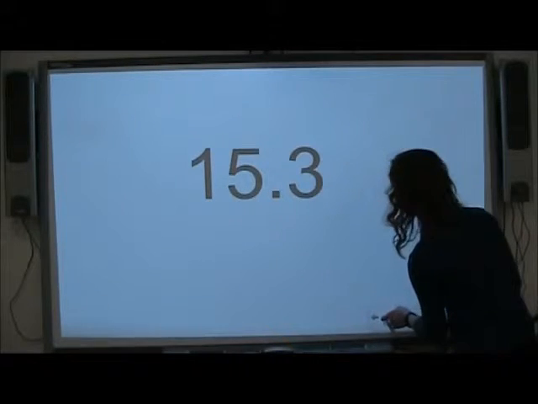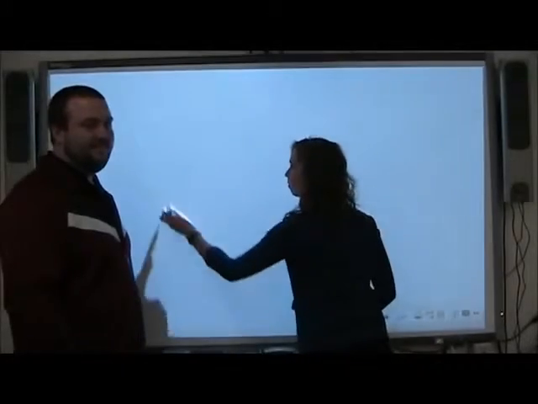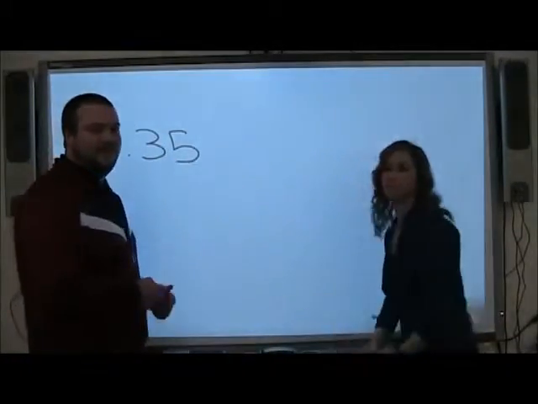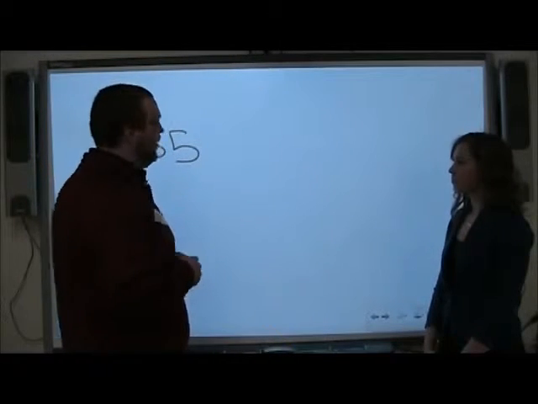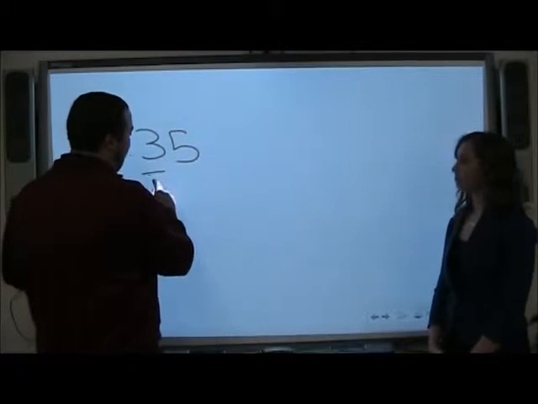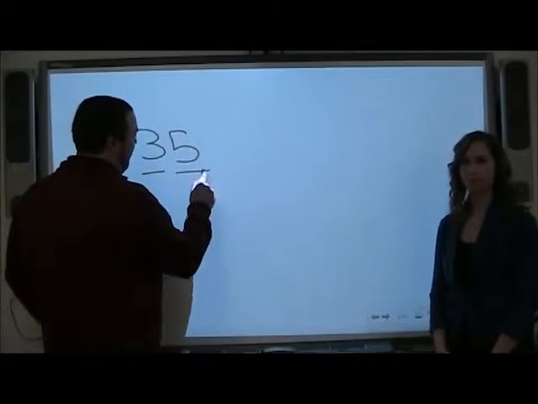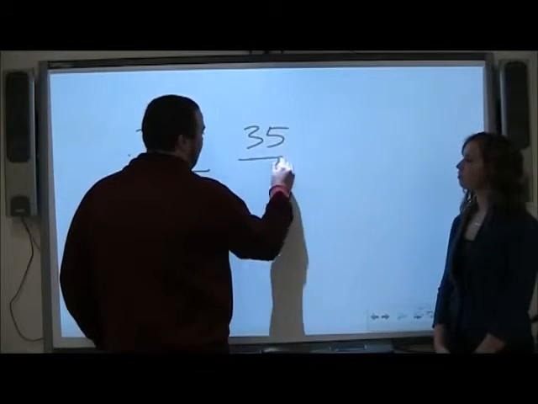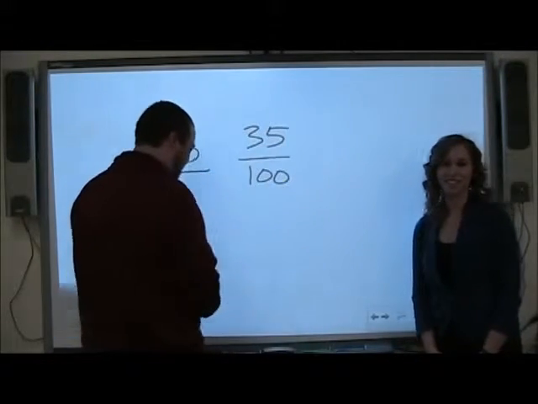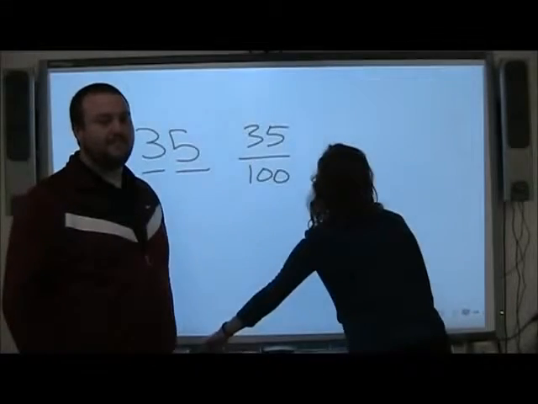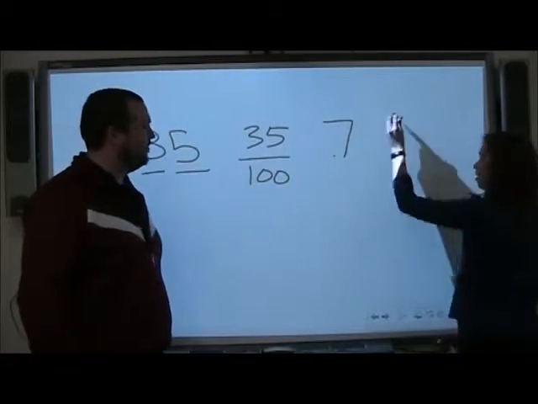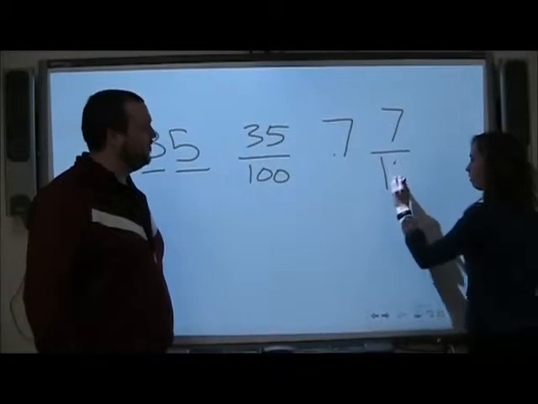Let's look at these next two numbers. If we had the number 0.35, the 3 is going to be in the tenths place, and the 5 is in the hundredths place, so that's going to equal 35 hundredths. You got it. So if we had the number 0.7, since the 7 is in the tenths place, it would be 7 over 10.